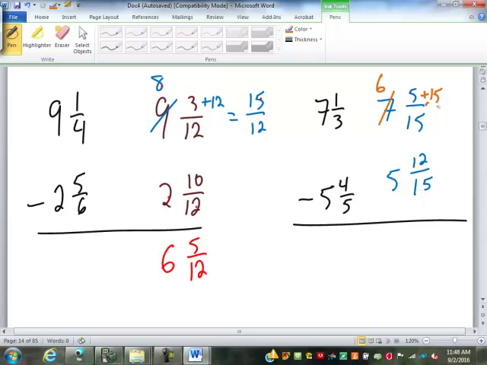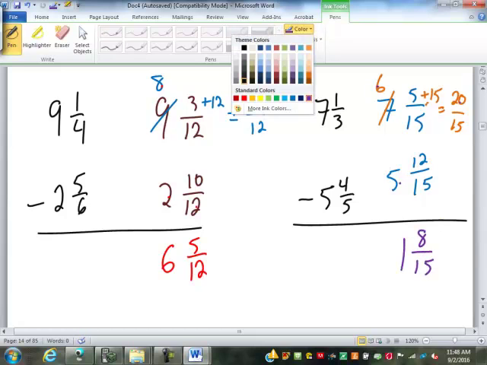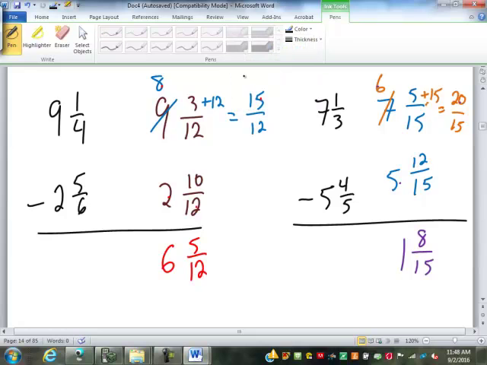We have to add 15 there. So 5 plus 15 is, yes, 20 over 15. Now we can subtract 20 minus 12. 8 15ths. And 6 minus 5 is 1. Any questions? Okay.